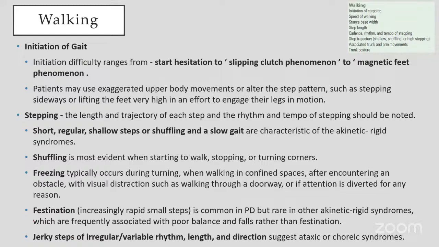Freezing typically occurs during turning, when walking in confined spaces, and after encountering an obstacle with visual distraction, such as walking through a doorway, or if attention is diverted for any reason. Festination, increasingly rapid, smaller steps, is common in Parkinson's but rare in other akinetic rigid syndromes, and it also helps differentiate frontal gait disorders from Parkinsonian gait disorders. The jerky steps of irregular or variable rhythm, length, and direction suggest ataxic or choreic syndromes.